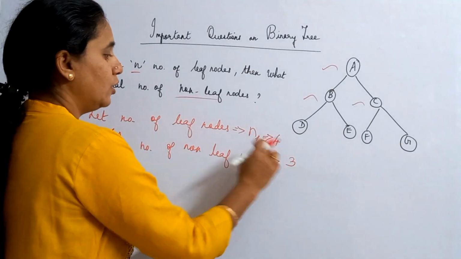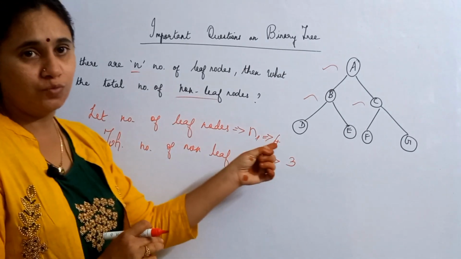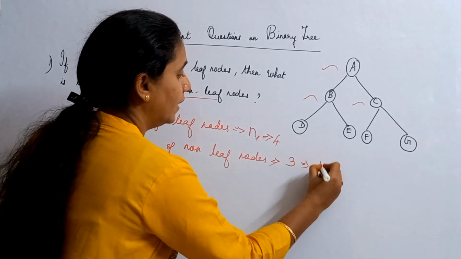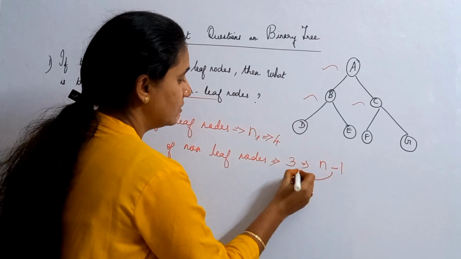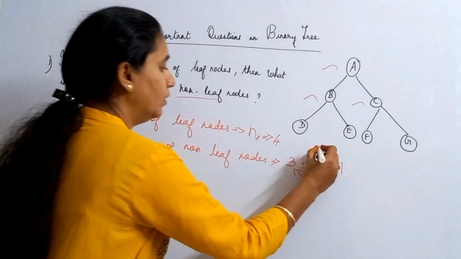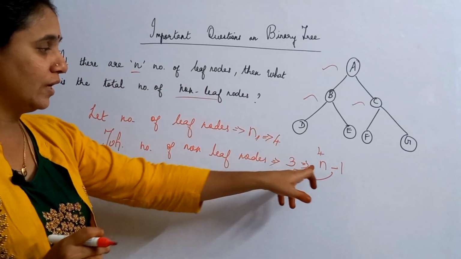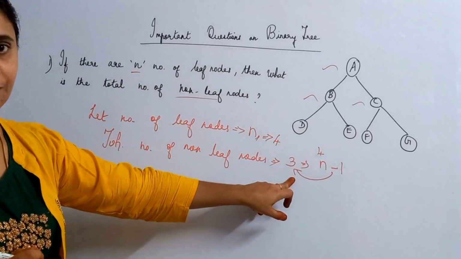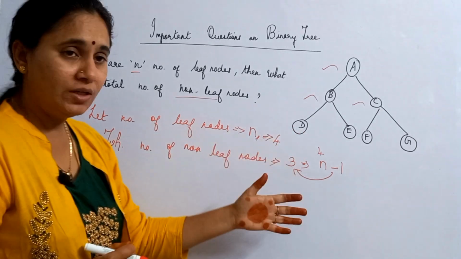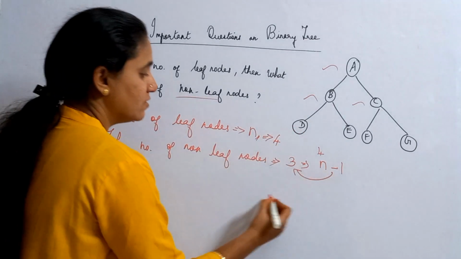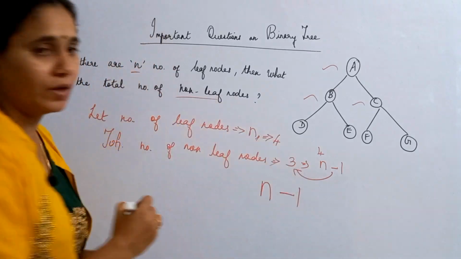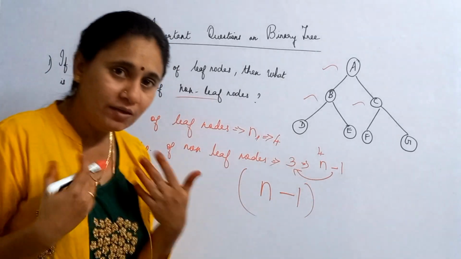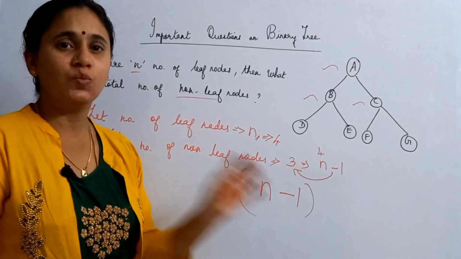What is the n value? The n value is equal to 4. So what I can do is n minus 1. Can I get this answer? 4 is my fixed value, n is equal to 4, and subtracting 1 from 4 I get this 3. Isn't it? Like this only I should find it. So the answer is n minus 1. The total number of non-leaf nodes present in any given tree is n minus 1.